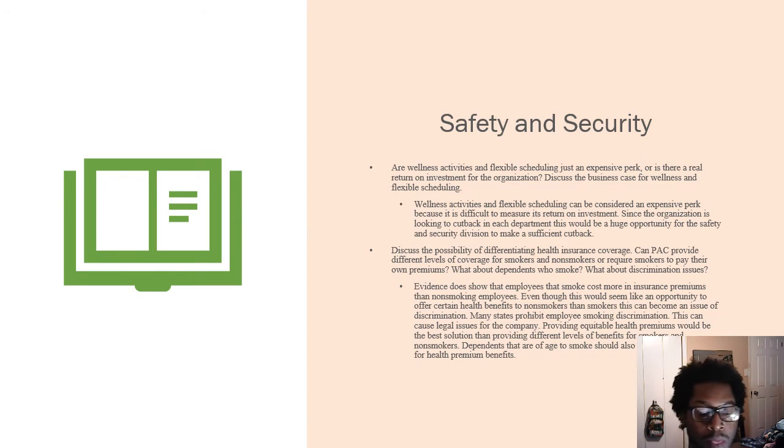Question number 2. Discuss the possibility of differentiating health insurance coverage. Can PAC provide different levels of coverage for smokers and non-smokers, or require smokers to pay their own premium? What about dependents who smoke? What about discrimination issues?